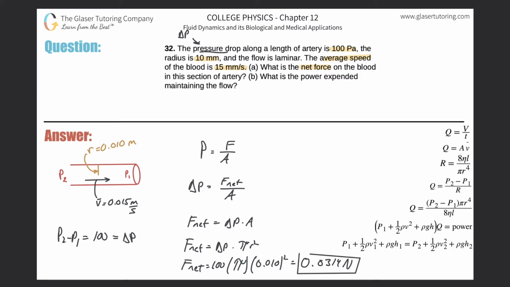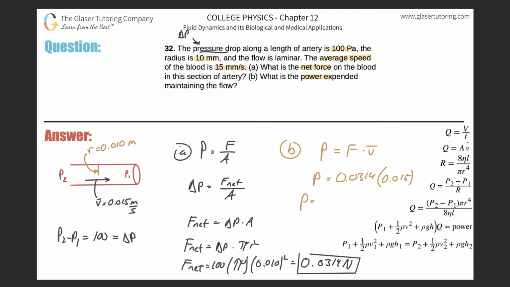So there's the net force that takes care of letter A, and now for letter B, what is it asking? It's saying what is the power expended maintaining the flow? So we have to remember the formula for power. Average power is equal to the force multiplied by the average velocity. They told us the average velocity is 15 millimeters per second, but remember we need that in meters per second, so I already did that conversion. So all we need to do is plug in the result for the force, 0.0314, and then multiply it by that velocity in meters per second, 0.015.